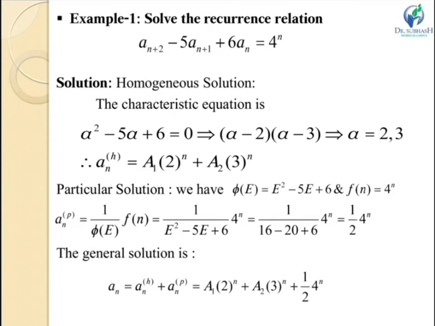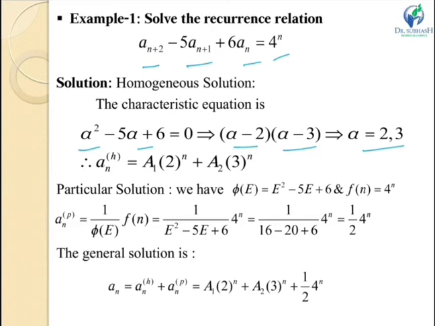Solve the recurrence relation a(n+2) minus 5a(n+1) plus 6a(n) equal to 4 raised to n. First we will find the homogeneous solution. Here again we can see that the order of the equation is 2. So the characteristic equation will be alpha square minus 5 alpha plus 6 equal to 0. By splitting the middle term, this can be written as alpha minus 2, alpha minus 3, where alpha equals 2 and 3.